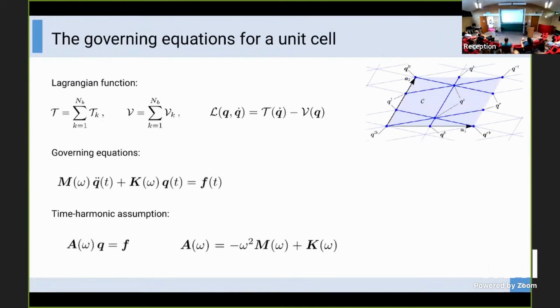So the governing equations for the unit cell are derived with standard arguments. We take the Lagrangian function for the unit cell by summing the energies for all the beams inside the unit cell. Then with the standard machinery, we derive the governing equations and we apply the time harmonic assumption. So the governing equation reduces to this form A Q equals F, where F are external forces on the unit cell, and the matrix A is minus omega squared M plus K.